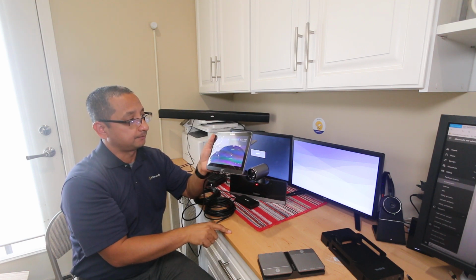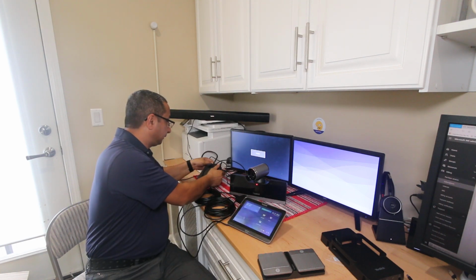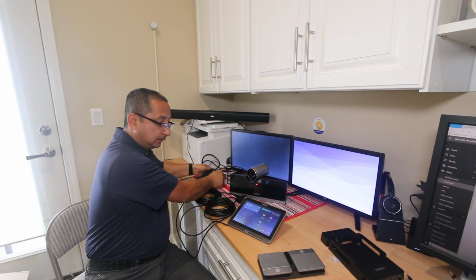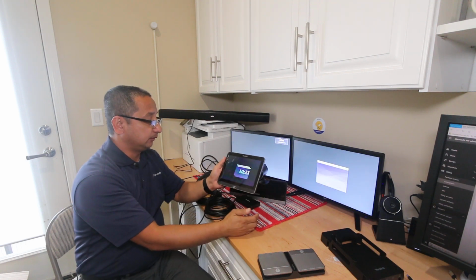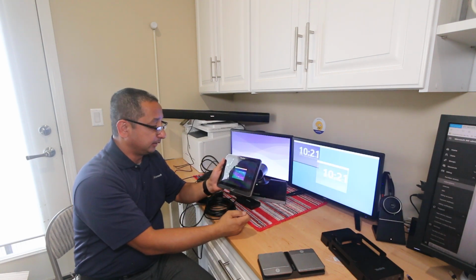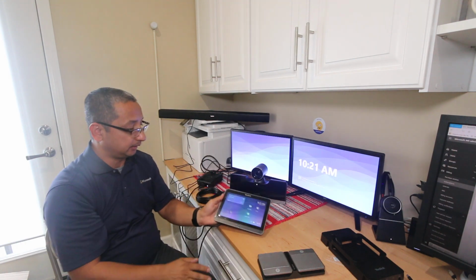So the room display is unplugged. Okay, maybe I didn't put it in enough. So let's see. Yeah, so that was it. The HDMI was not, I didn't put it all the way in. So you can see the two screens are fully enabled.